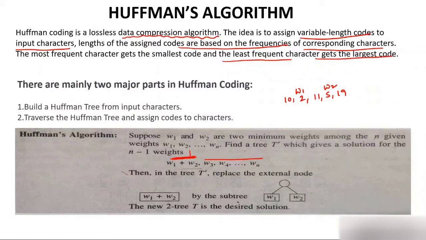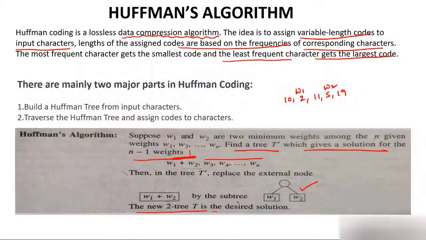Fine. So find the tree T dash which gives the solution for n minus 1 weights. That is, W1 plus W2 is one weight, and the remaining n minus 2 weights, total n minus 1 weights. Then in the tree T dash you have created, you have to replace the external node W1 plus W2 by the subtree. You have to make a tree something like that. If you're not getting it here, we'll discuss a question just after this, so you will understand what we are talking about.